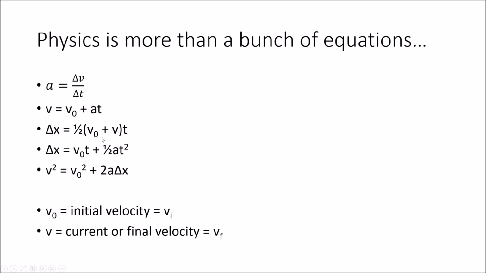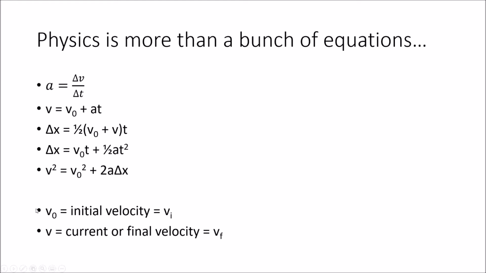This equation right here looks a little bit complicated, but it's actually really easy. Your change in position is equal to 1/2 times your initial velocity plus your final velocity. When we have v naught, that putting a 0 next to it like that as a subscript, we pronounce that v naught. And the 0 just means not.